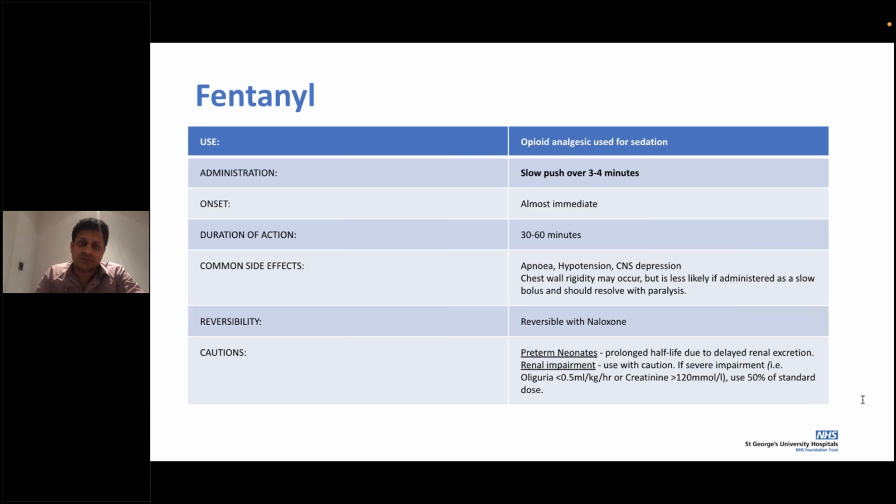I have to be honest, in an emergency we don't think as much, but having information about these kinds of side effects, and thinking about renal excretion, chest wall rigidity, or a knock-on effect on your blood pressure, these are all important aspects of giving any of these medications.